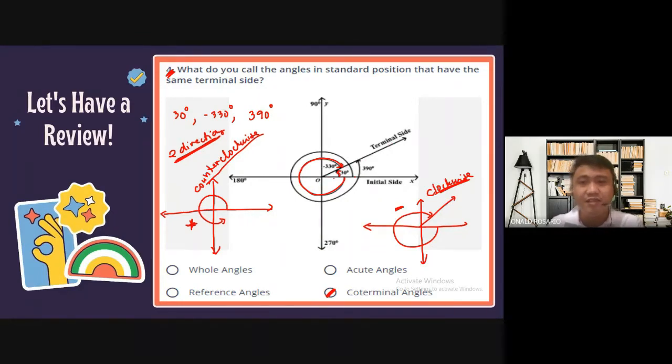And of course, parehas din sila ng initial sides kasi nga nakalagay yung ating mga angles in standard positions. Ang kakaiba lang sa kanila, pare-parehas sila ng terminal sides. So kung ganon, pag pare-parehas sila ng terminal sides, we will have what we call coterminal angles. So ang tawag sa tatlong ito, they are coterminal angles because they are angles in a standard position that have the same terminal sides. So ganon.